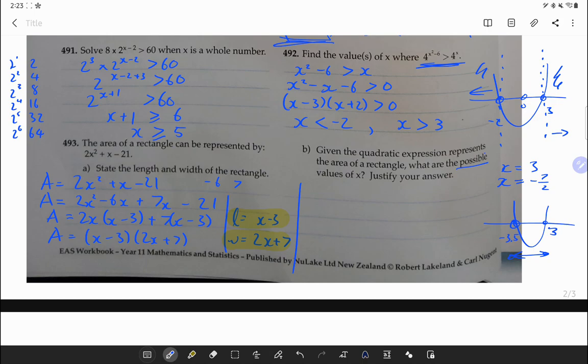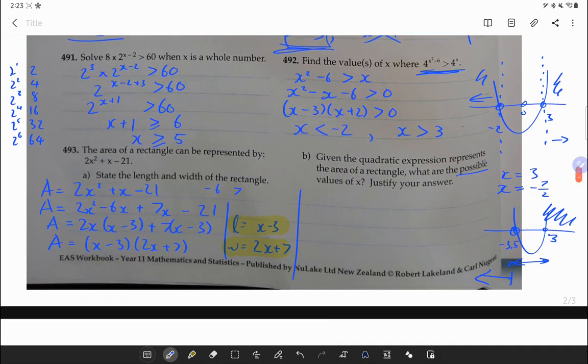All right, cool. Also, it is not going to be a realistic or even a possible rectangle if one of the length or the width is negative. We're not going to have a negative length or a negative width, either one. So we know we can't go over to the left. So we're only talking about when x is larger than 3. So what are the possible values of x? x is larger than 3.